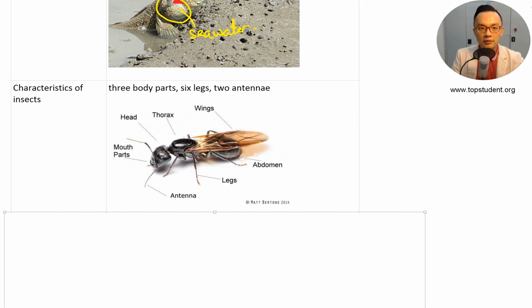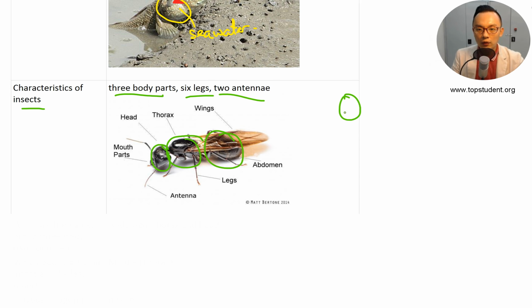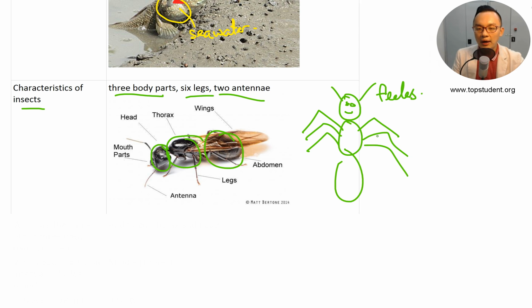So here are some characteristics of insects. They have 3 body parts: 1, 2, 3. 6 legs and 2 antennae. So the legs are all from these. I'm going to draw it out. There are 3 body parts. 2 antennae. If you cannot spell antenna, you can also use the word feelers. All right, it's the same meaning. The legs are all from the middle part of the body, the thorax. All right, the middle part has all 3 pairs of legs.